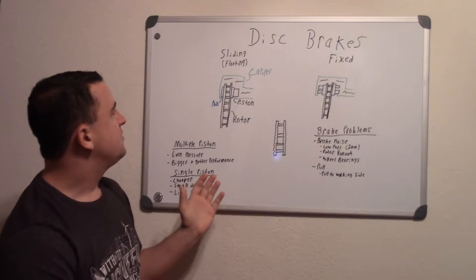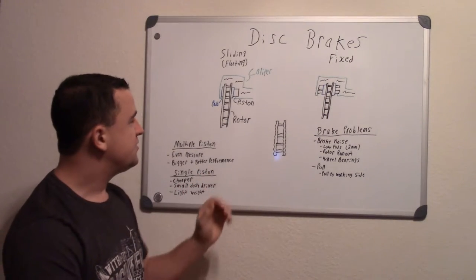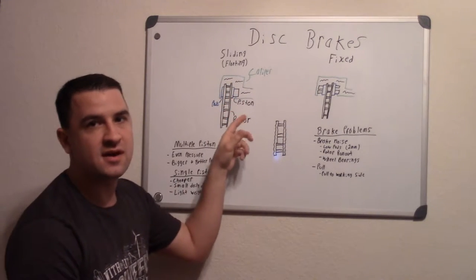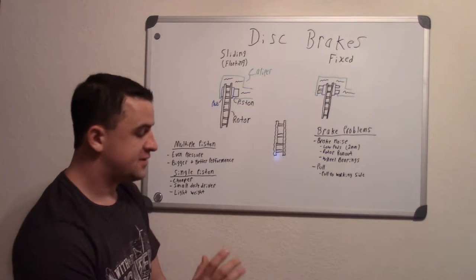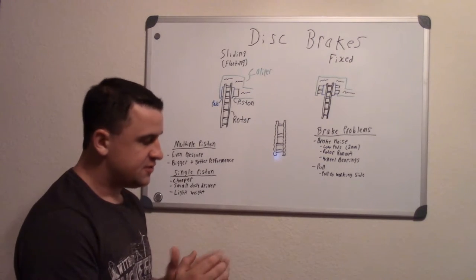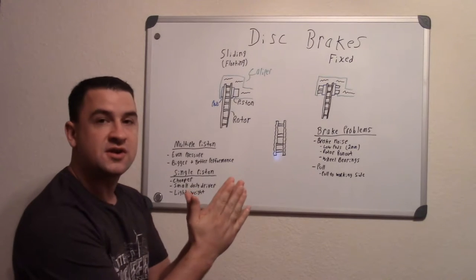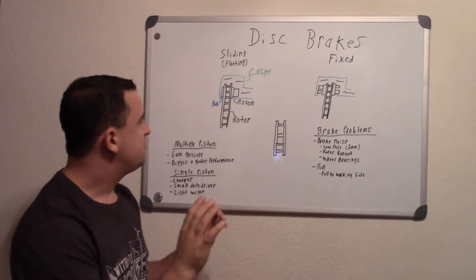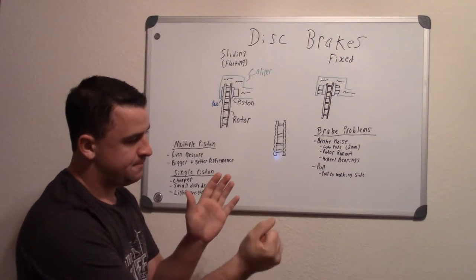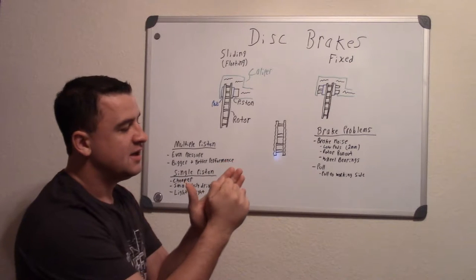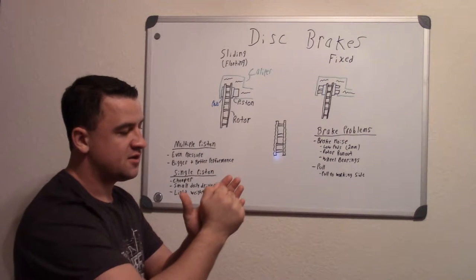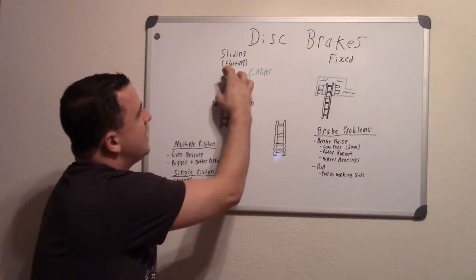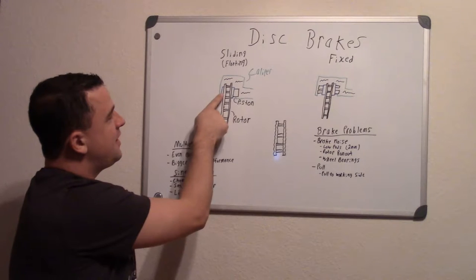The difference between these two is that on this sliding caliper you usually have one piston on one side. At a small level, brake pads are usually always in contact with the rotor. They're always touching, but there's just no pressure on it. So when you push on the brake pedal, that piston will move just a little tiny bit, and once it engages, it starts pushing backwards. And when it starts pushing backwards, this caliper will slide and engage the pad on this side.